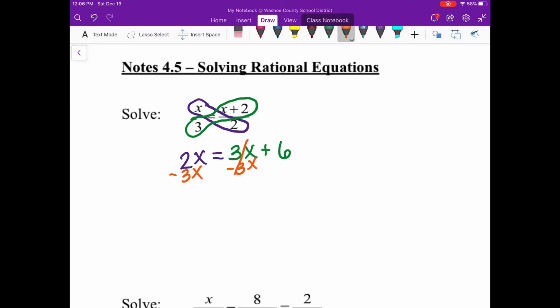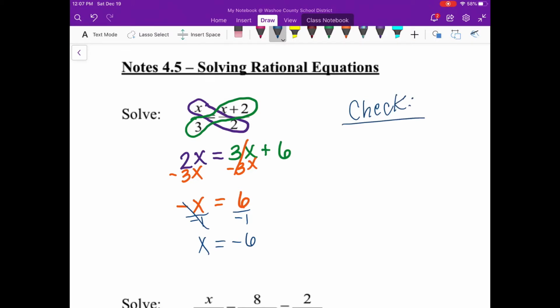That's what solve means. I would move the 3x over first. That gives me a negative x, and then a 6 on this side. So to eliminate that negative, I can either divide by -1, or you can multiply by -1 to both sides. You have an option there. And then you get x equals -6.